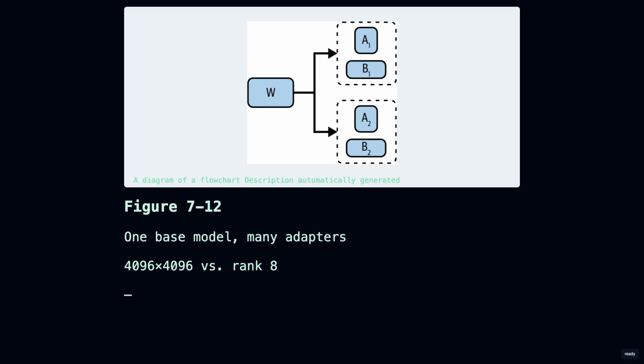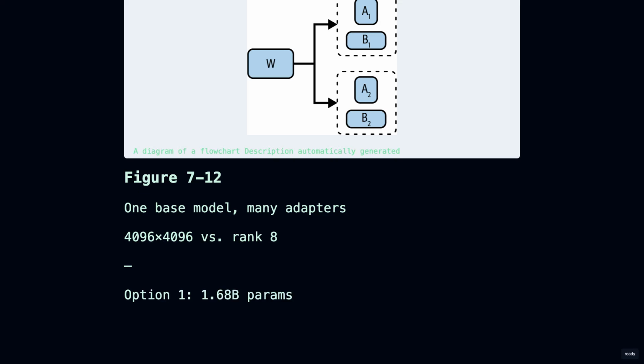Now we compare the two storage strategies directly. The difference gets dramatic once you multiply by many customers or tasks. If you store a full merged matrix for each of 100 customers, the total parameter count explodes. That is the cost of treating every fine-tuned model as a separate full model.